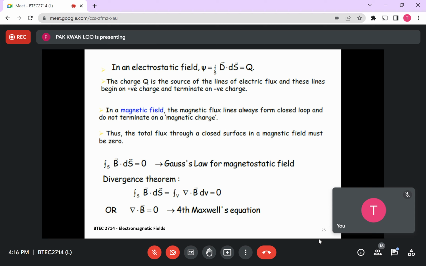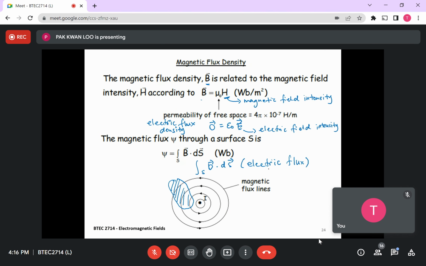So let's say I use Gauss's law for magnetostatic field. Imagine now I have a closed surface. First, this is an open surface, like a handkerchief or a piece of paper. You place it there. There will be a net flux through the surface if it's an open surface.